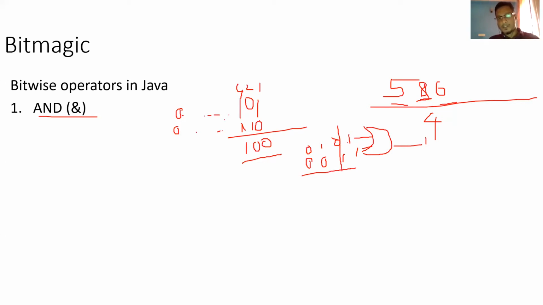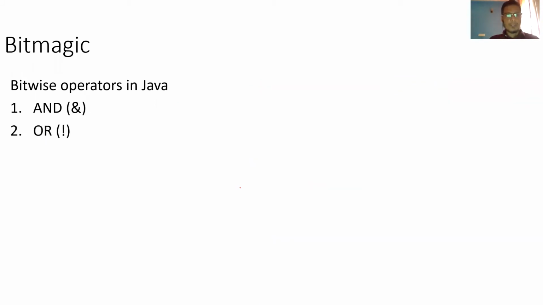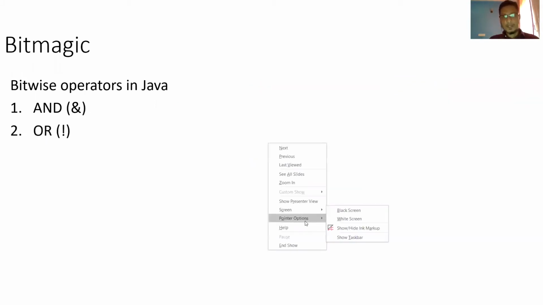So for the first 3 combinations, the output will be 0. If you AND with 0, it will be 0. Any 0 in the AND gate makes the output 0, whereas if both inputs are 1, then only the output is 1. So this is the AND operation. Similarly, we have the OR operation. OR is similar to AND.